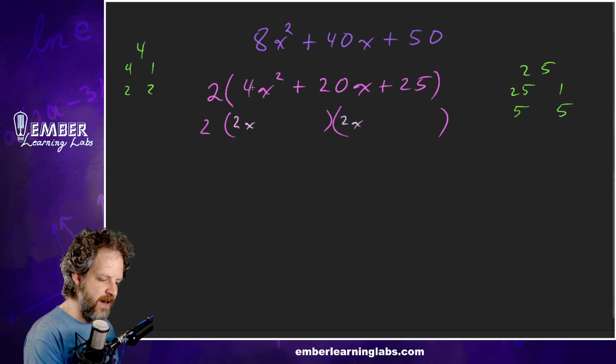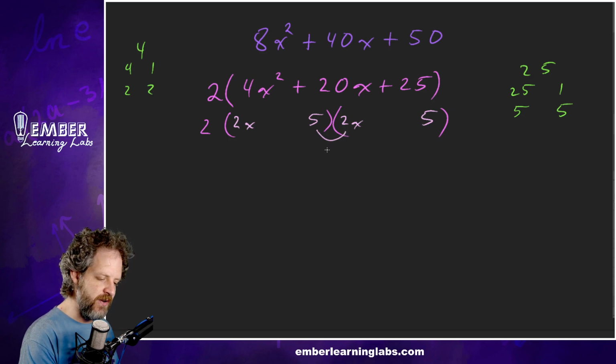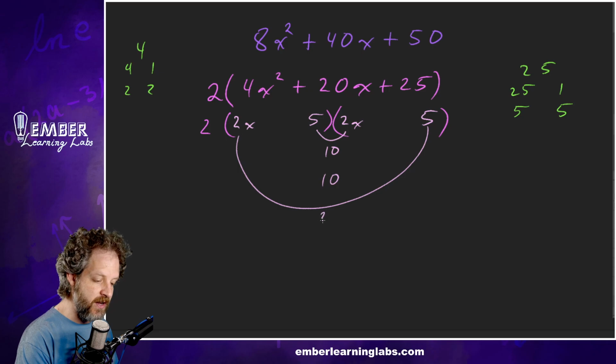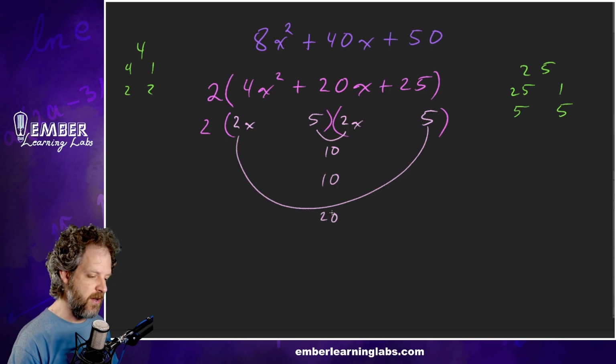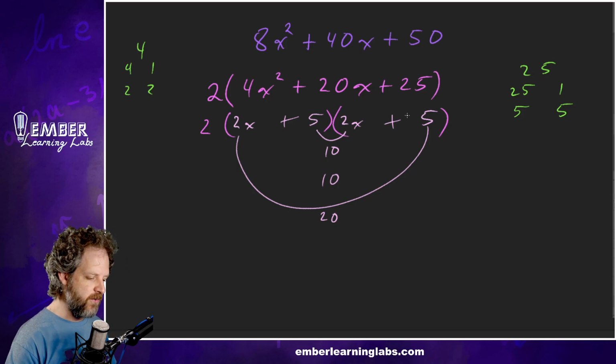That's two things that multiply to get 4x squared, right? Last term, how about 5 times 5 gives us 25. Seems great, right? 5 times 2 is 10. 2 times 5 is 10. We're trying to get 20. It works. Double check our last sign because they're both positive. All works great. There it is.